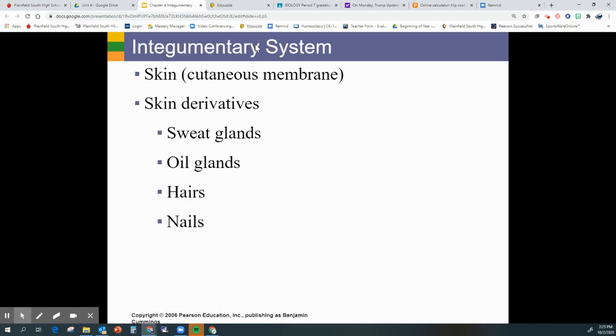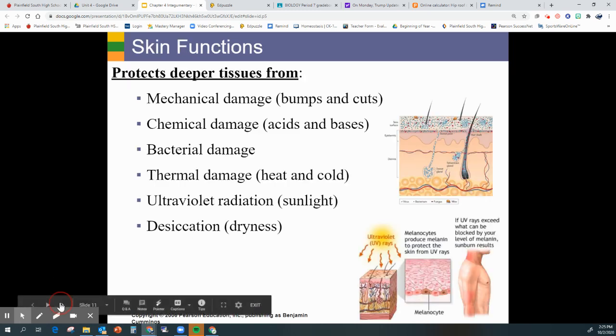Real quickly, the integumentary system itself is comprised of a couple different things. So the skin, obviously, the cutaneous membranes that we just got done talking about. And then there are several skin derivatives. So there are sweat glands, oil glands, hair, and nails. Okay. Basic functions of all skin. All right.